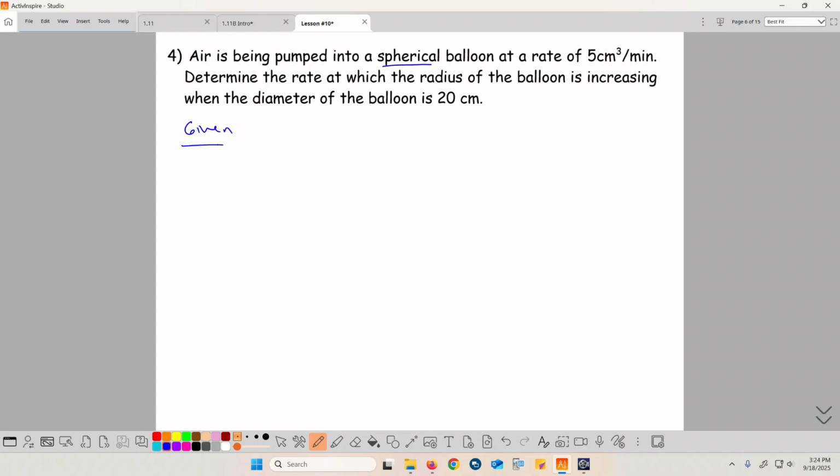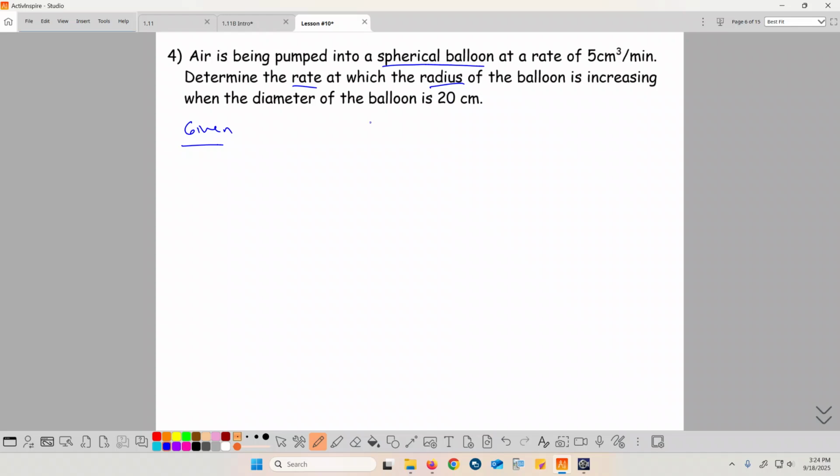We know we're talking about a spherical balloon, and so typically you'll see these formulas given to you, but we know that we're talking about the spherical balloon. Let's see, this is determine the rate at which the radius of the balloon is increasing. And so for this particular question here, we're looking for the rate at which the radius of the balloon is increasing, right?